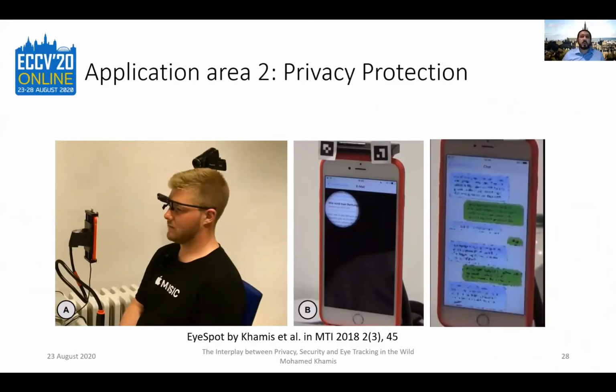We used an external eye tracker, but I think with today's phones we can actually do this now using the front-facing camera of a mobile device. We have not done that, but I think it's now feasible.